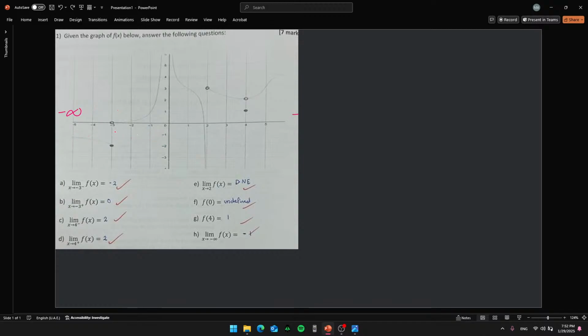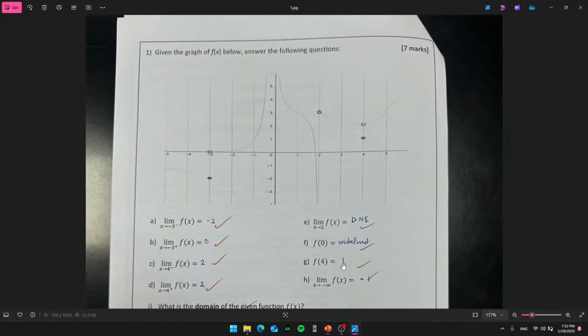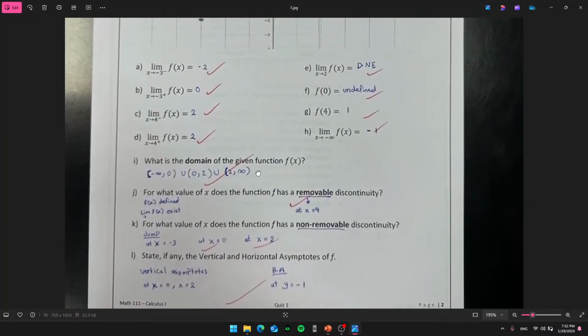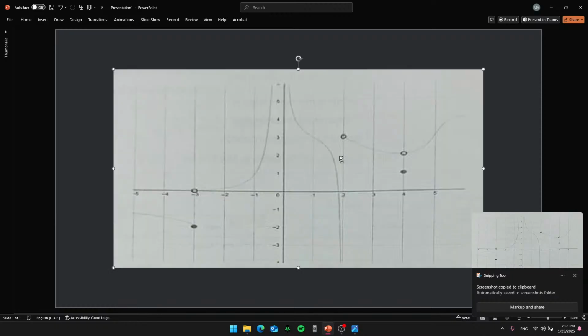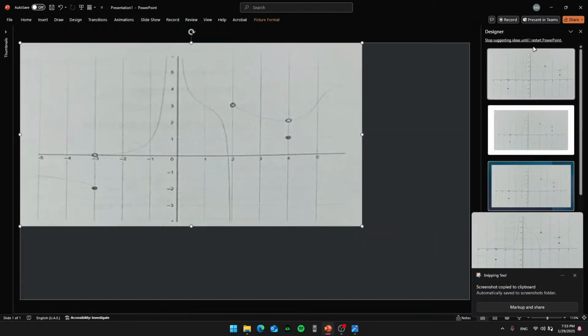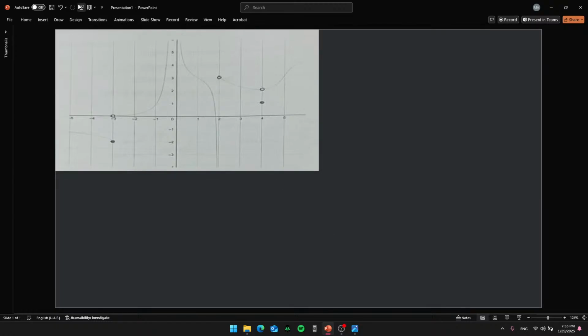Okay, so the first question is very simple. What's the domain of the given function? You know that the domain is all of the defined values on the function. You can think about it as if you don't lift your pen off the page, then the function is defined. We always start from left to right.